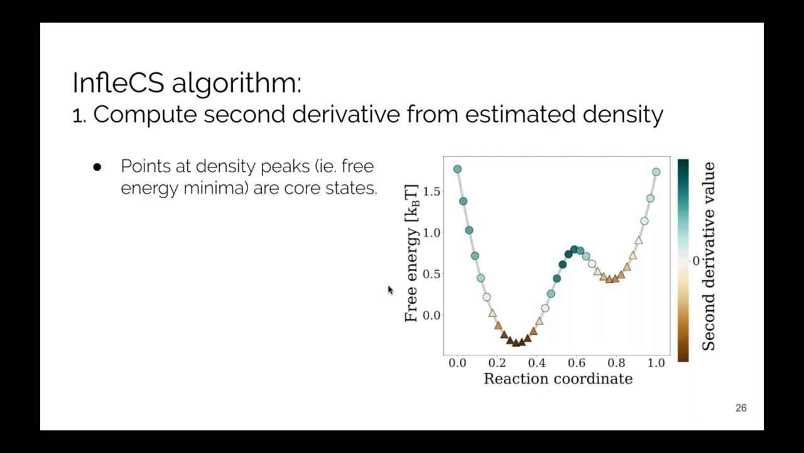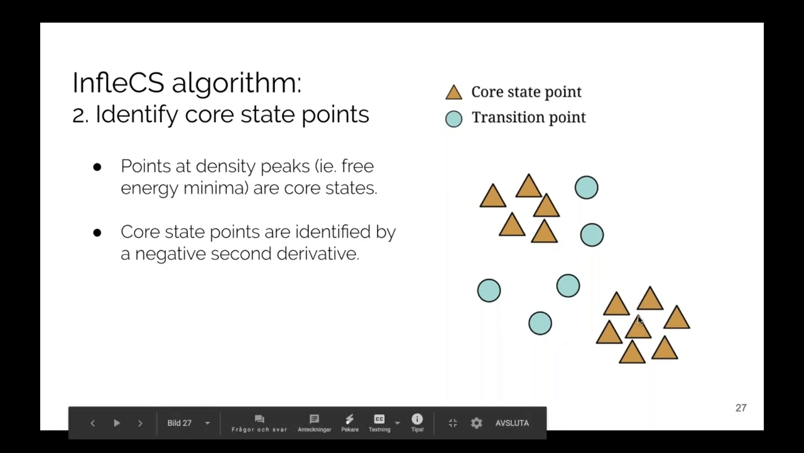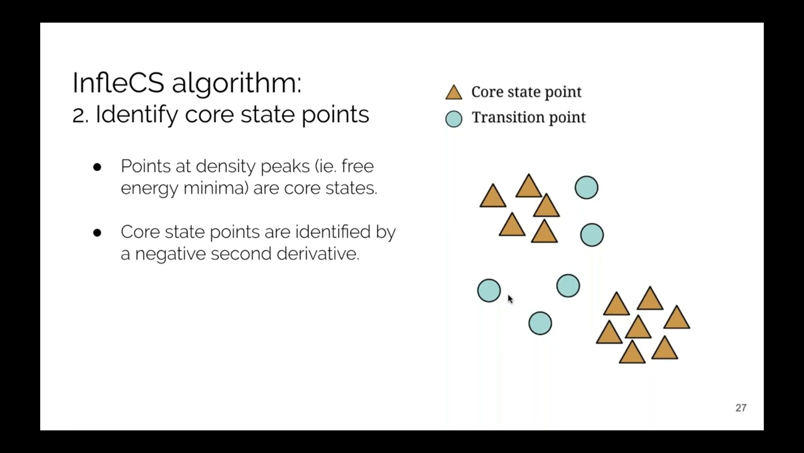So what InfleCS does is it uses the shape of the density to do this. And specifically, the first step is to compute the second derivative of the density landscape. So if we show the second derivative as a color in this free energy landscape, we see that the second derivative of the density is negative where we have a free energy minimum. So this way we can label the points as being either a core state point or a transition point. And when we've done this, we can see that we will have these kind of islands of core state points that belong to the same free energy minimum. And these islands are separated by transition points.